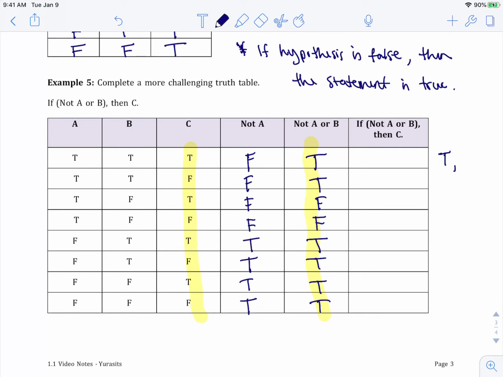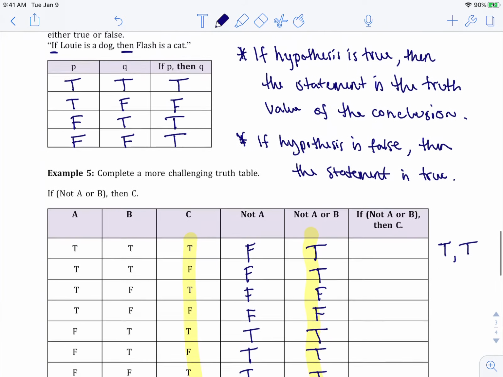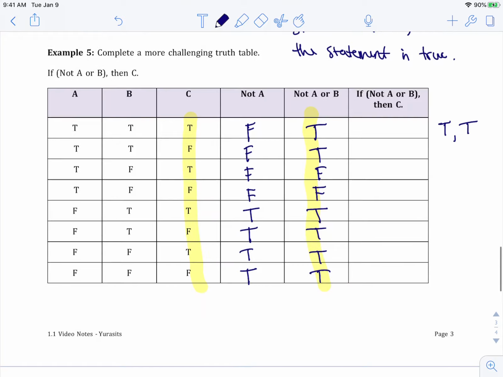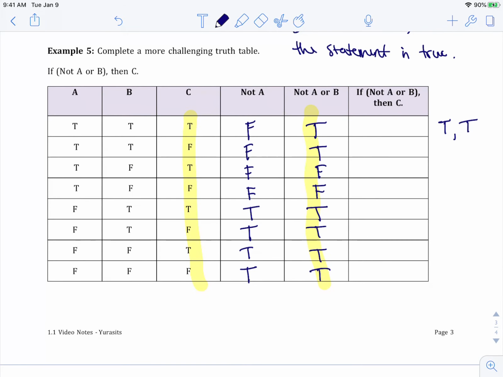then true. Okay, so if we go up here, if hypothesis is true, then the statement is the truth value of the conclusion. So since my hypothesis is true and my conclusion is true, then it will take on that truth value of the conclusion. All right, this one says if true, then false. So once again, my hypothesis is true, so I have to just conclude whatever my conclusion is. So it's false.